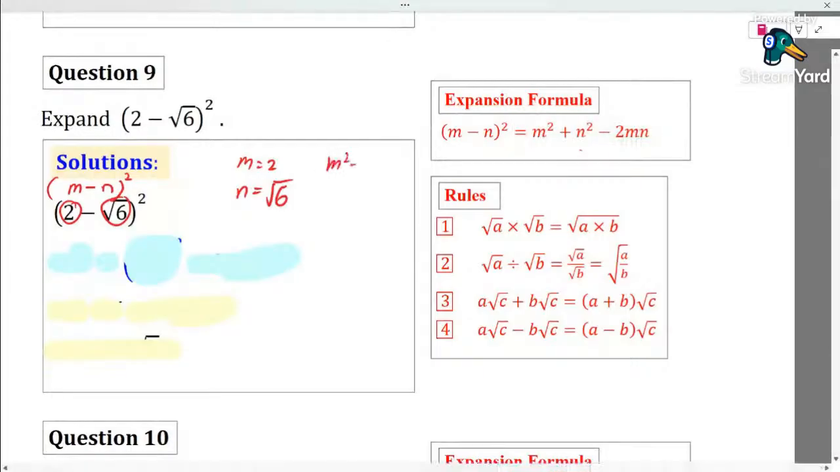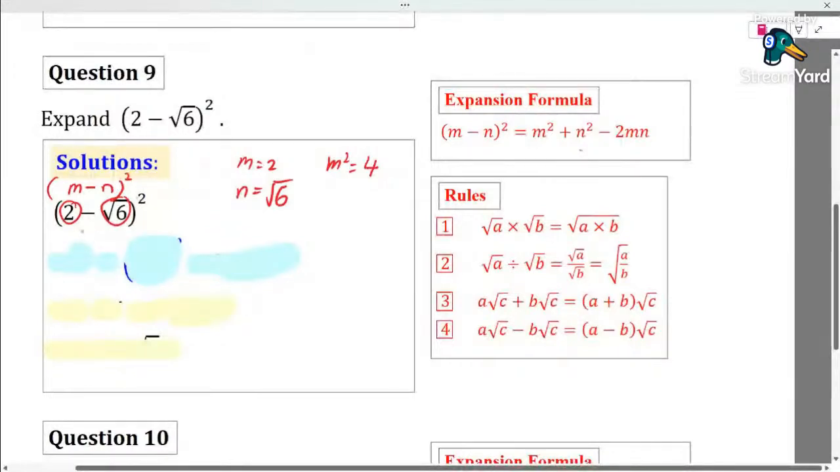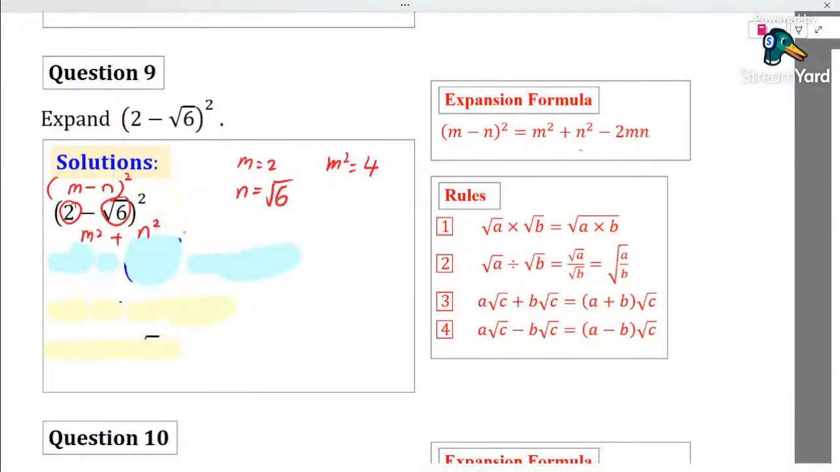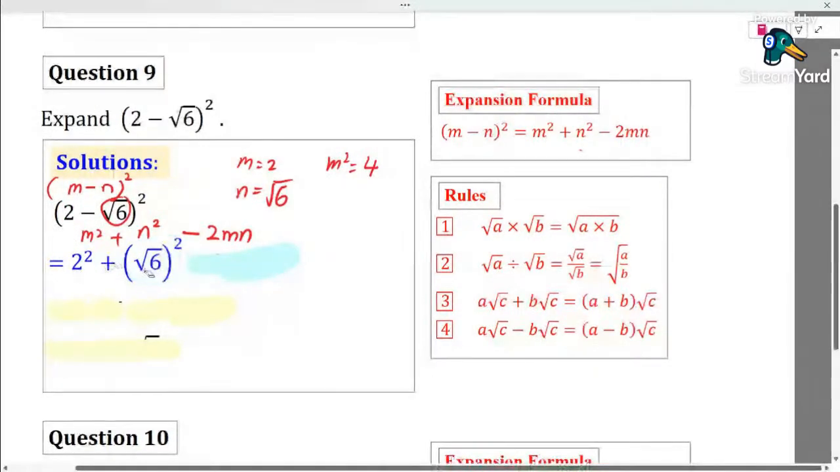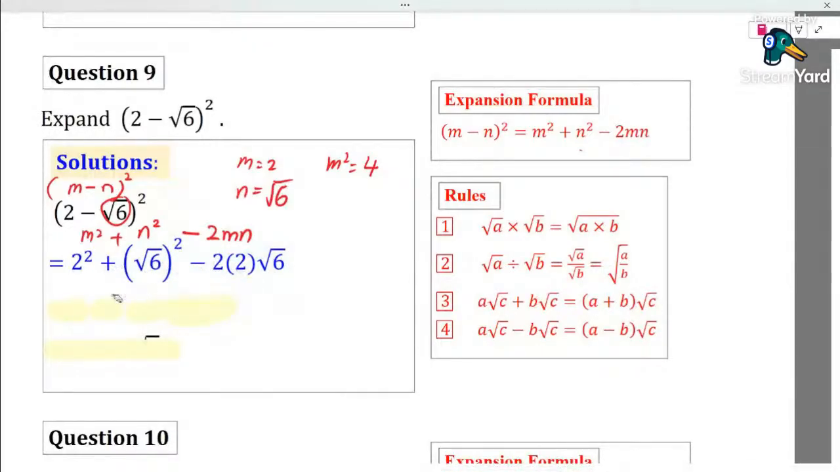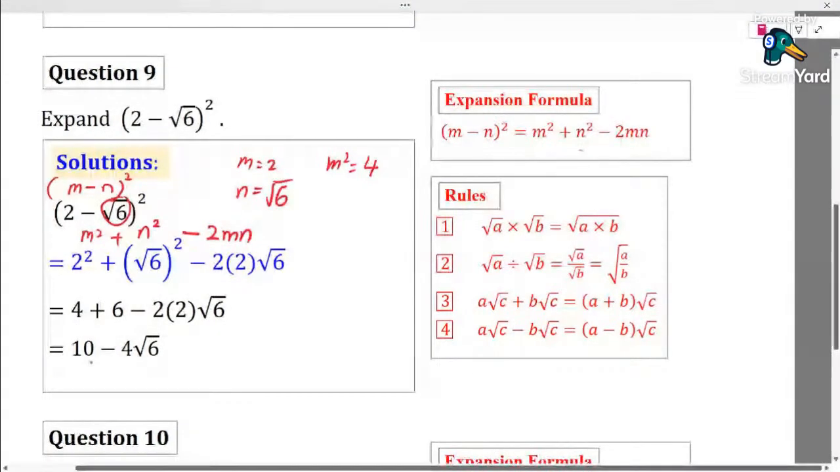So what is m squared? This is actually equal to 4. Or maybe we do it slowly. Result is m squared plus n squared minus 2mn. So we will have m squared is 2 squared, n squared is square root of 6 squared, minus 2 times mn. Simplify the answer, we have 4 plus 6, and then in here, negative 2 multiply 2, I should have the answer as minus 4 square root of 6. Then 4 plus 6, 10. There goes the result.